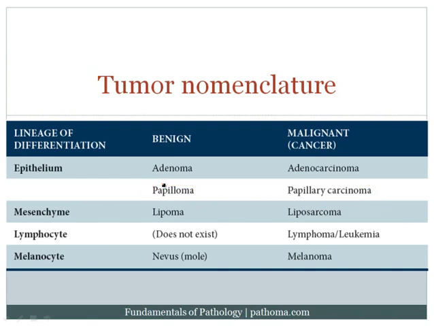Mesenchymal tissue can also produce tumors that will be benign or malignant, and it's going to be named based on the type of tissue that it forms. So lipo means fat and oma means mass. So a benign tumor of fat is a lipoma, and lipo again means fat, and sarcoma means malignant mesenchymal tissue. And so a malignant tumor of fat would be called a liposarcoma.